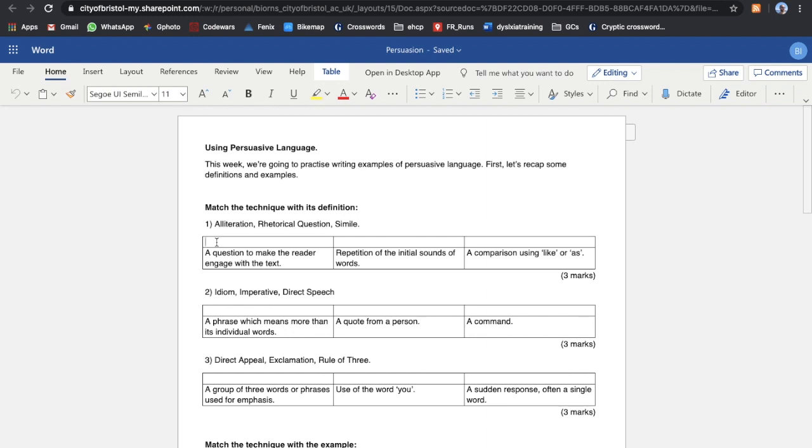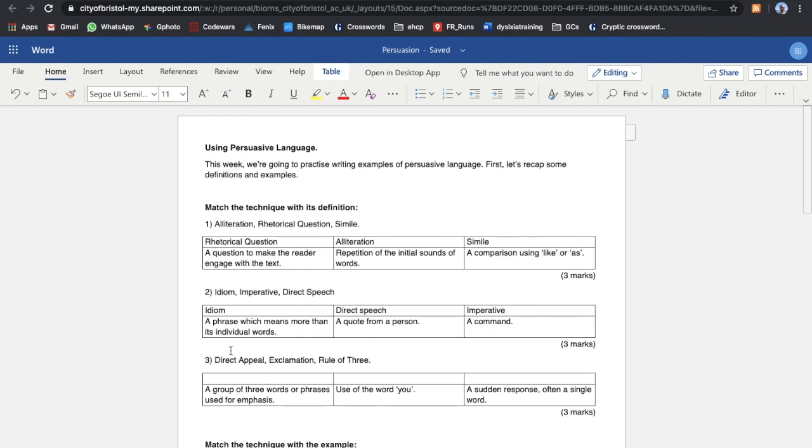So a question to make the reader engage with the text is a rhetorical question. Repetition of the initial sounds of words is alliteration, and a comparison using like or as is a simile. Section 2, a phrase which means more than its individual words is an idiom. A quote from a person is direct speech, where we're going to use speech marks to show that someone's saying something. And a command is an imperative. We looked at these when we were doing instructive texts.